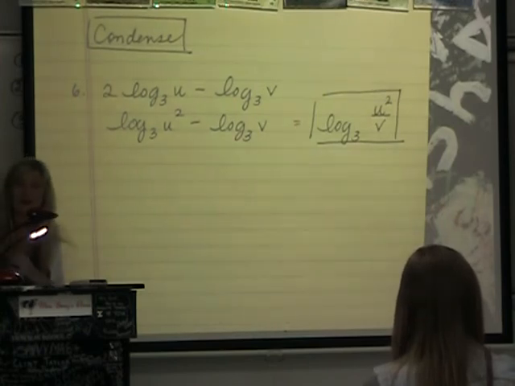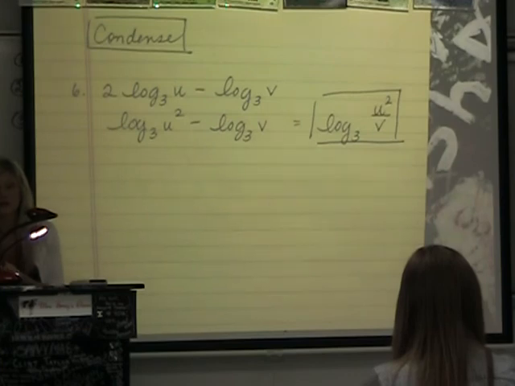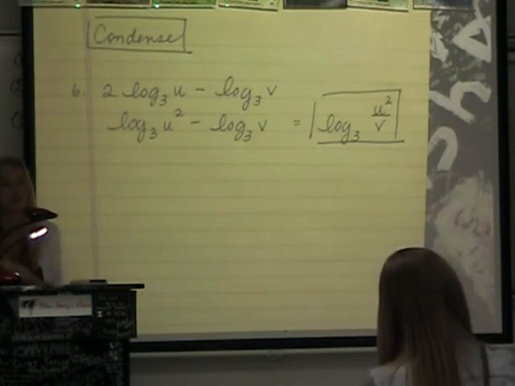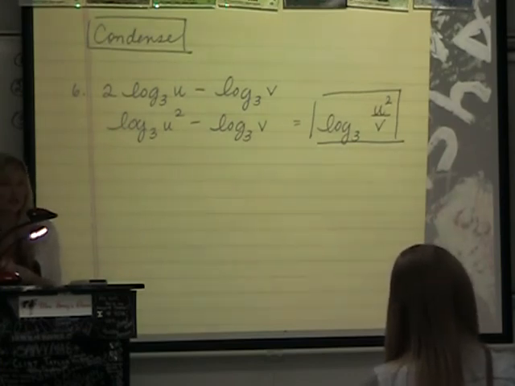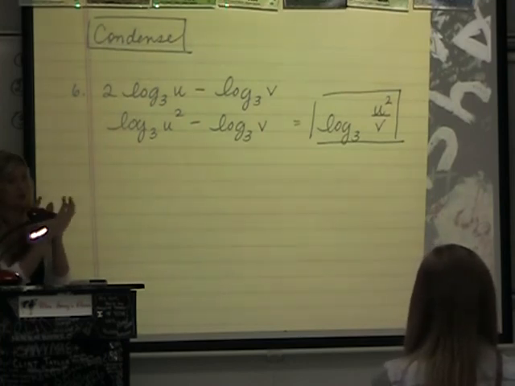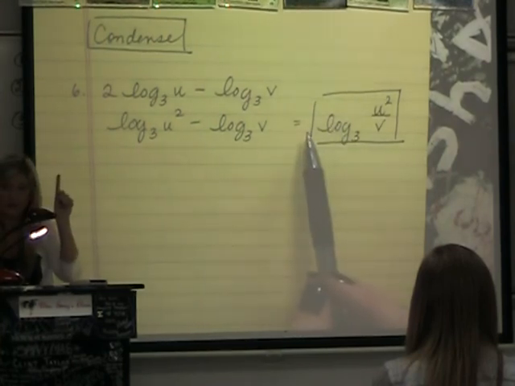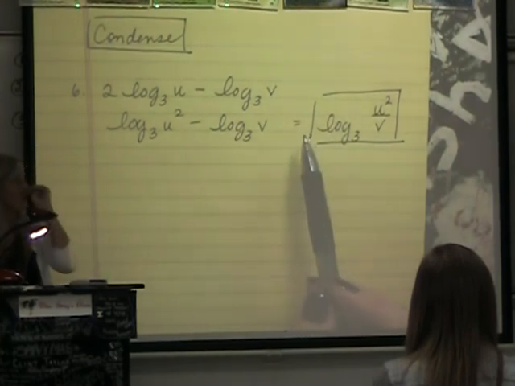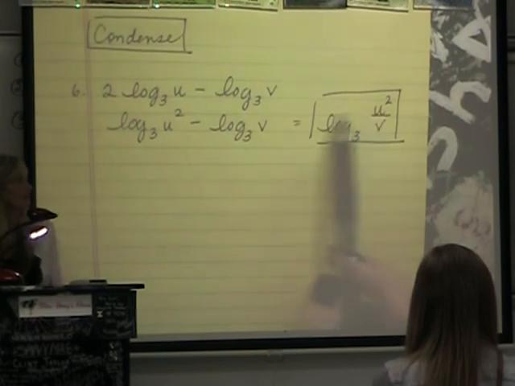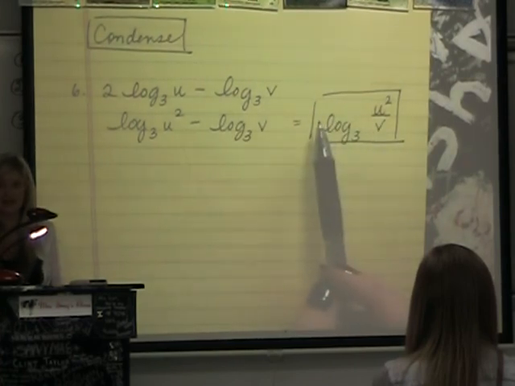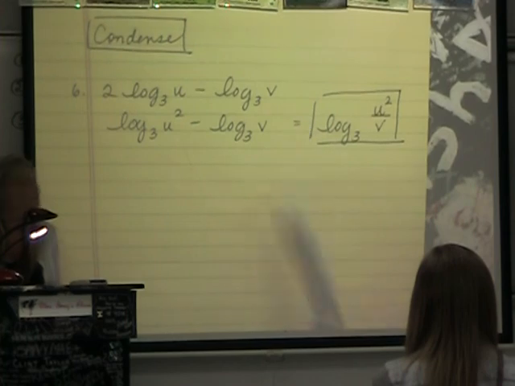So anytime you go from subtraction to division or from addition to multiplication, you're condensing from 2 logs down to 1. So notice that your logarithm should be on the outside of the fraction. You should only have 1 logarithm in your answer. And it should not be inside the fraction. It should be out in front of it.